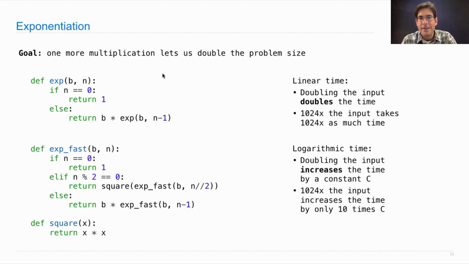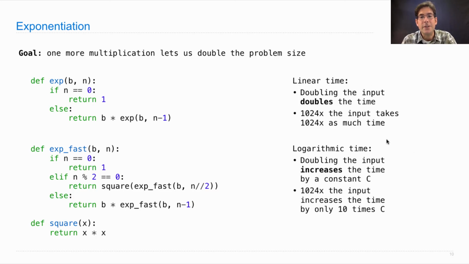That means doubling the input doubles the time. And 1,000 times the input takes 1,000 times as much time. 1024 is 2 to the 10th power. Logarithmic time is much better. Doubling the input just increases the time by some constant. And 1,000 times the input just increases the time by 10 times that constant. So it takes 10 times as long to do 1,000 times as much work.